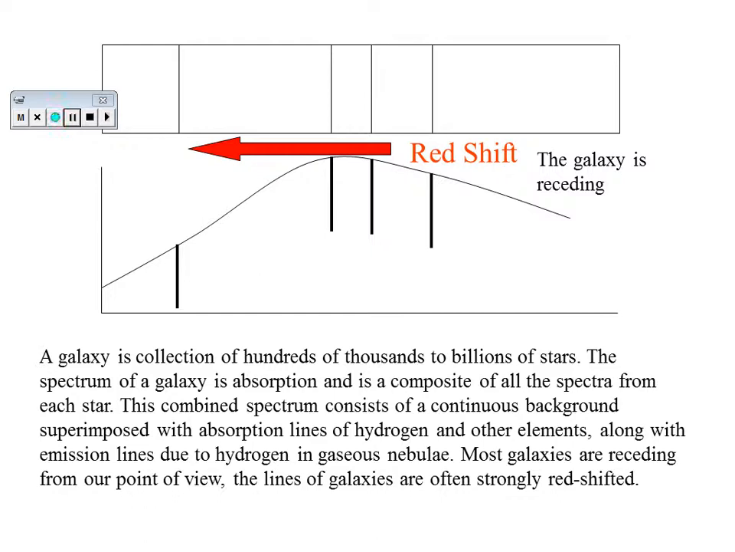And the last thing to make sure you bring out is that most galaxies are receding from our point of view, therefore most galaxies would be receding from us. So the further the redshift, the further the galaxy would be away. What is this relationship called?